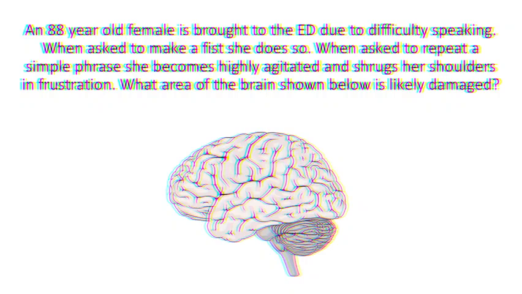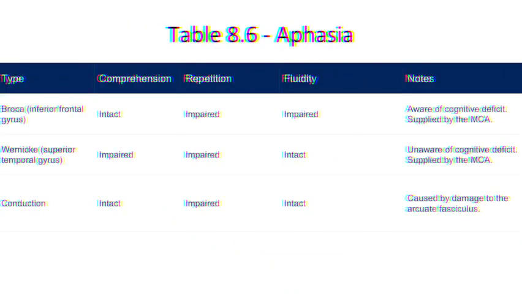Okay, so from the question stem, we know that the patient can comprehend language because she was able to follow instructions and make a fist. We also know that the patient can't speak very well or repeat phrases because she became highly agitated and shrugged her shoulders when asked to repeat a simple phrase. Hopefully this presentation made you think of Broca aphasia. In order to get this question right, you need to know that Broca's area is located right here. Again, this is the inferior frontal gyrus. From table 8.6, we can see that Broca aphasia results in impaired repetition, impaired fluidity, and intact comprehension. And that concludes this section.